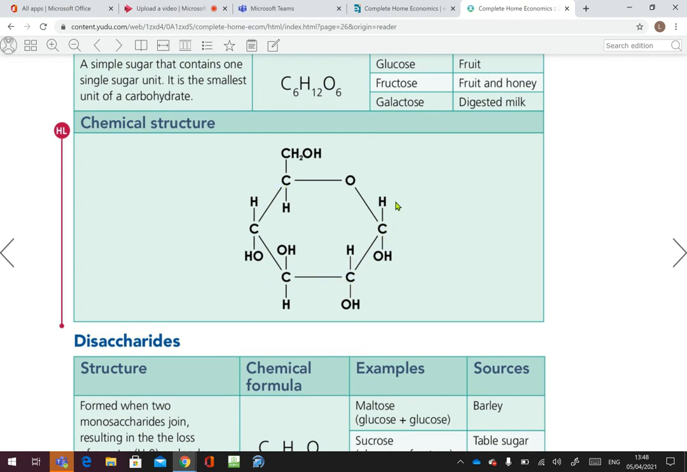Okay? And on these four at the bottom, you have an OH and an H at the top. H at the top, OH. H, OH, H, OH. So these four are the same. You can try to picture it like that.